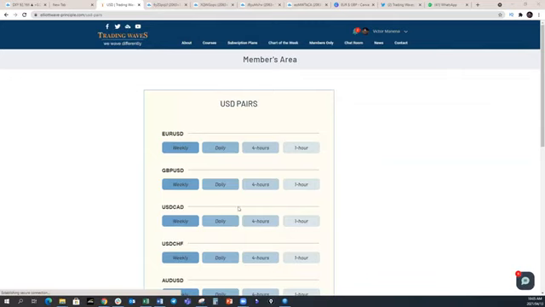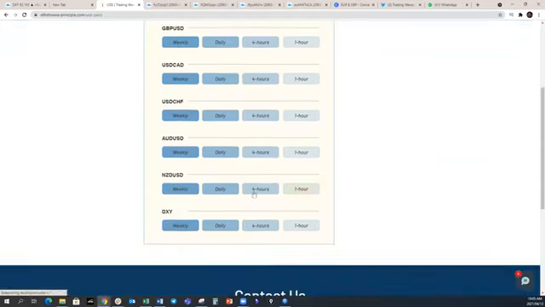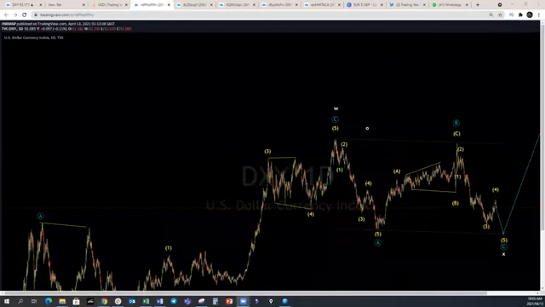Let's have a look at the DXY. We'll start with the DXY. We'll look at the euro as well. Let's first look at the daily chart. So here's why we have been looking at the structures for the DXY as follows.